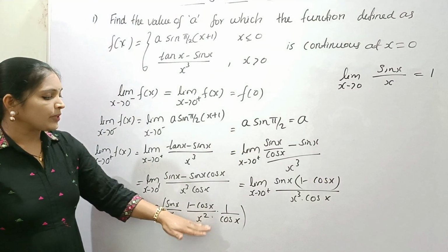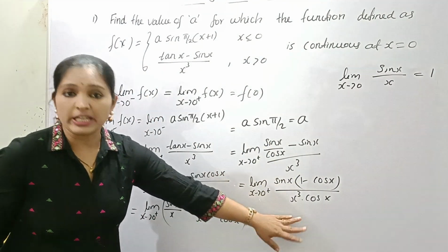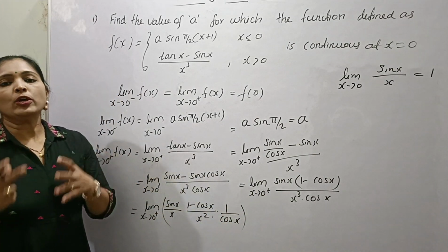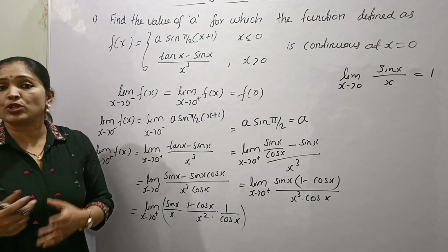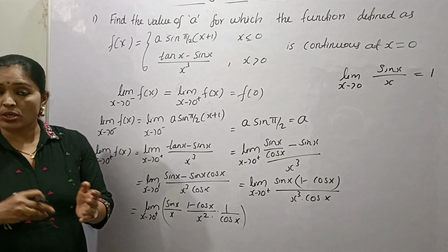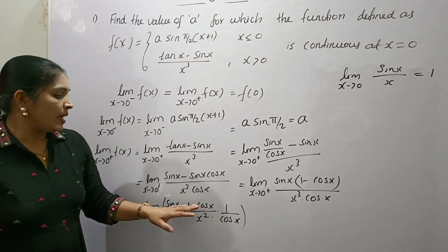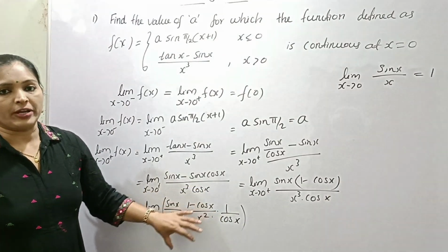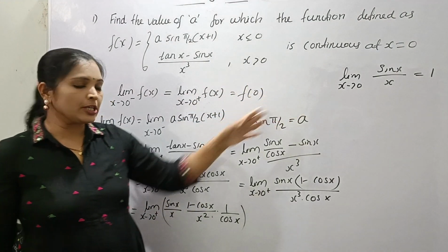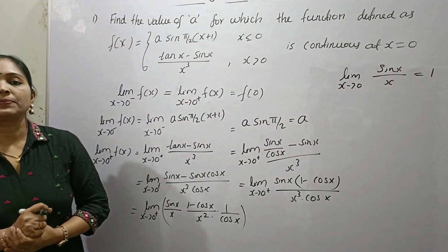Sin x by x into 1 minus cos x divided by the remaining x square into 1 by cos x. Here 1 by cos x we can apply the limit substitution method, right? When we put x is equal to 0, we will get 1 by cos 0. Cos 0 is 1, so 1 by 1 we will get 1. And here we have to simplify. Here 1 minus cos x, we have this standard limit.